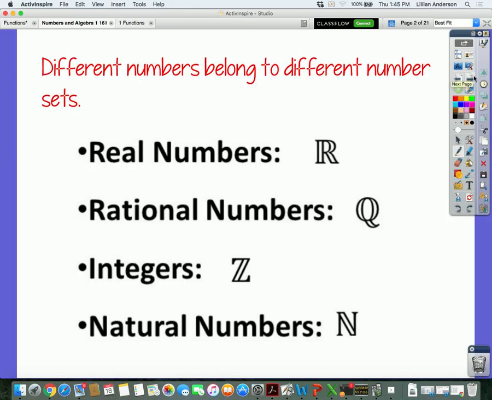There are different numbers that belong to different number sets. You have your real numbers, and that's the symbol associated with real numbers. You have your rational numbers, and the symbol associated with rational. Integers, and the symbol associated with integers. And natural numbers, and the symbol associated with natural numbers. We're going to go into each of these in a little bit more detail, but these are the different sets that you'll have to deal with, and the symbol that goes along with them.